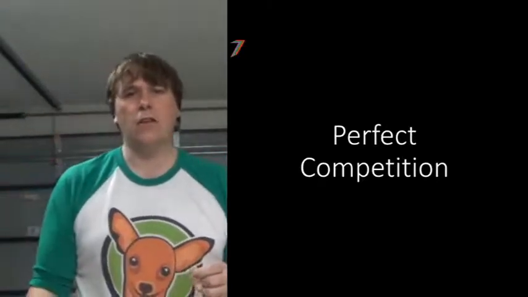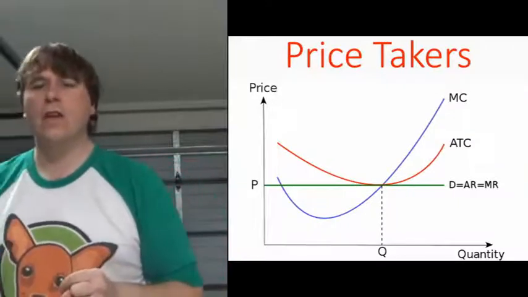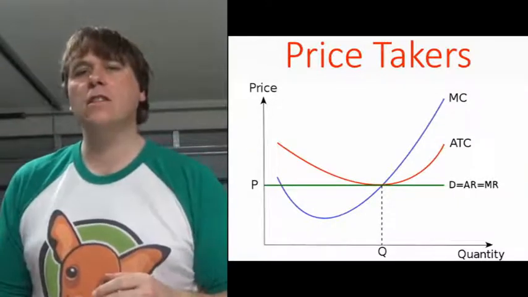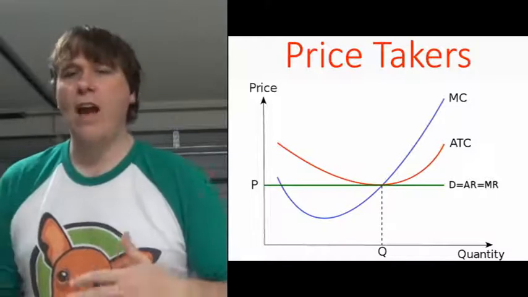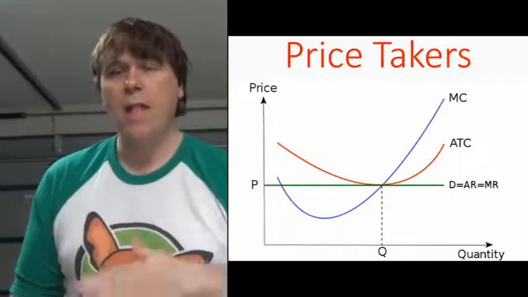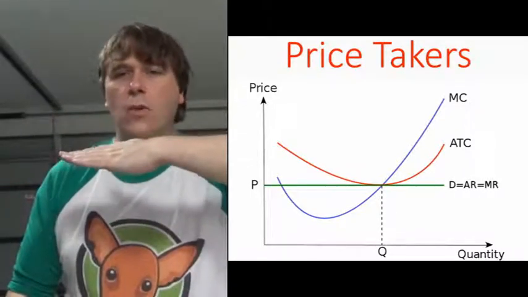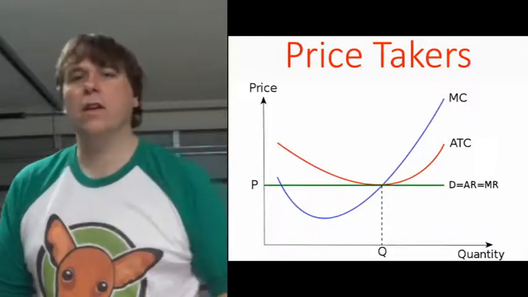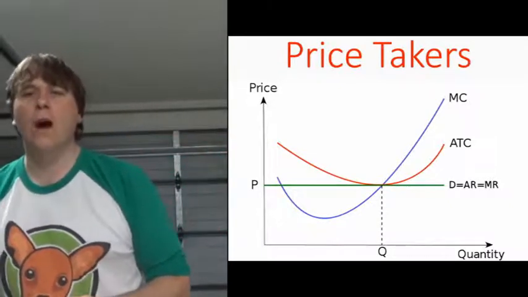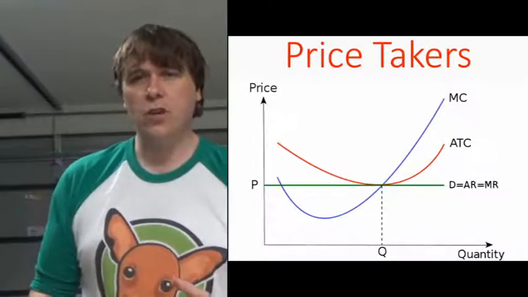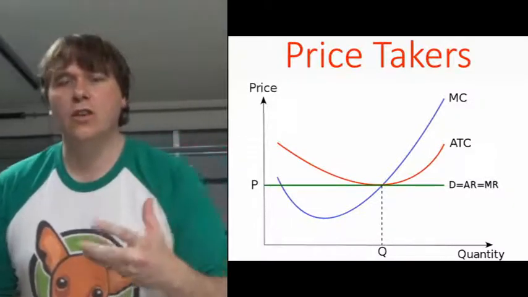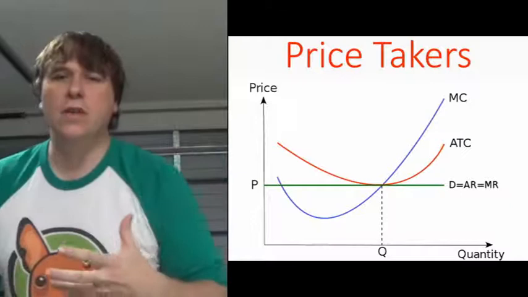And what does that look like? I've got a little graph here showing you. What we've got is your price, which is your demand, which is also your average and your marginal revenue, and that stays constant regardless of the quantity. And also what we've got here is your marginal cost. So what is the marginal cost? That is the additional cost of producing additional units of something.